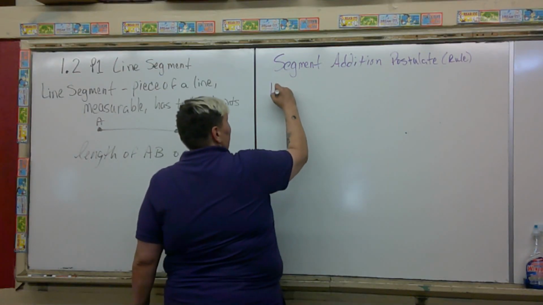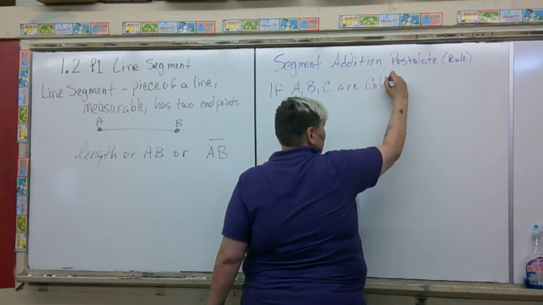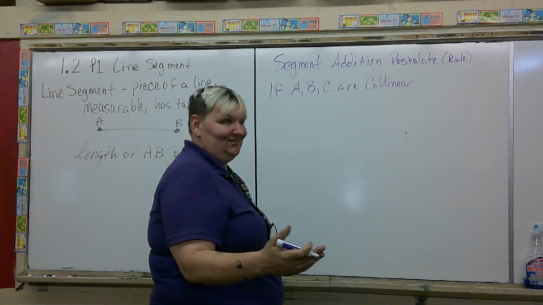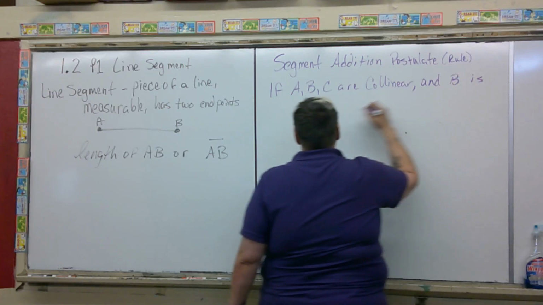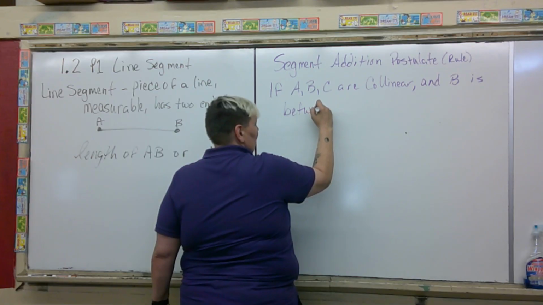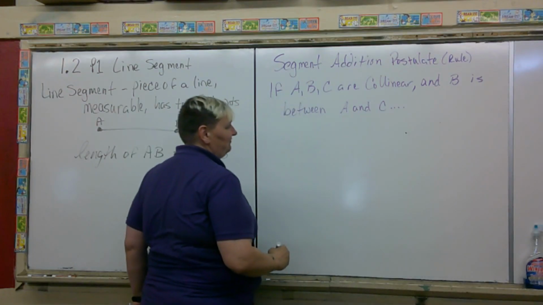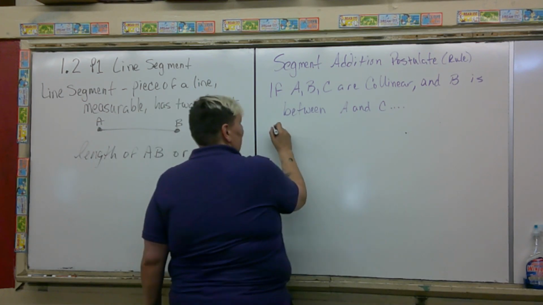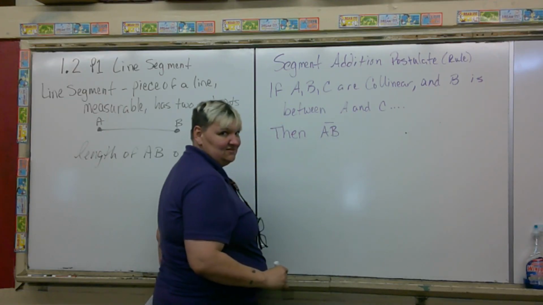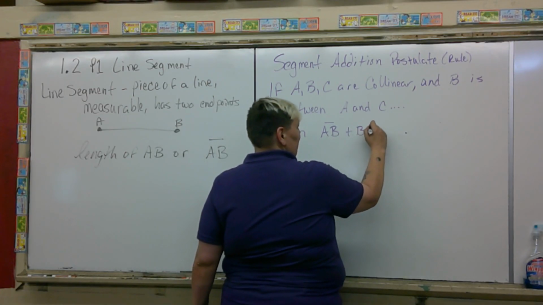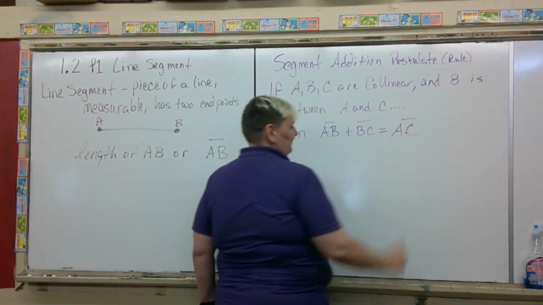The rule is, if points A, B, and C are collinear, on the same line, and B is between A and C, then segment AB plus segment BC equals the total, segment AC.